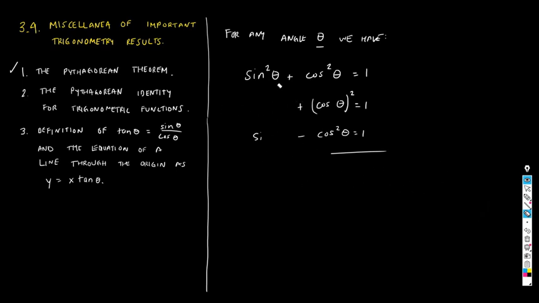Okay, so this is the Pythagorean identity. How do we prove it? How do we prove that that's true? Here it goes. Proof.